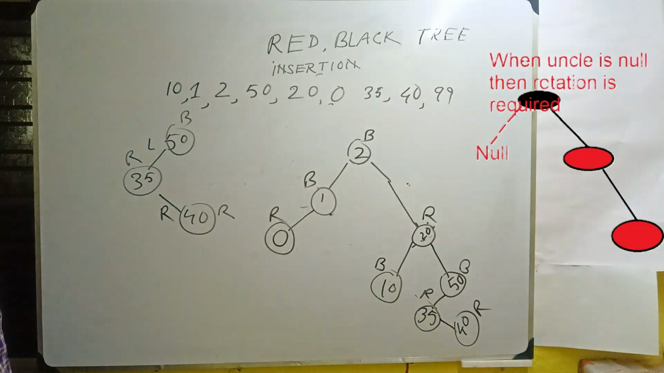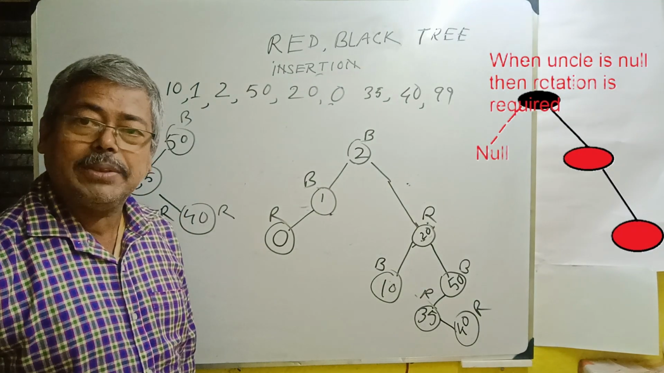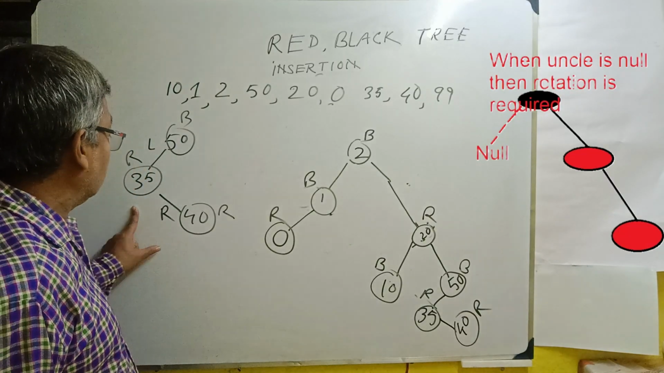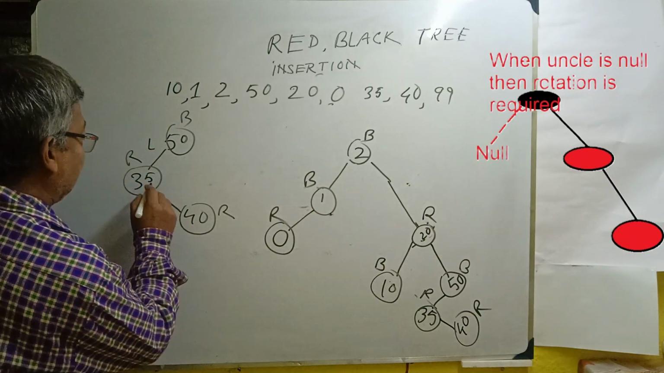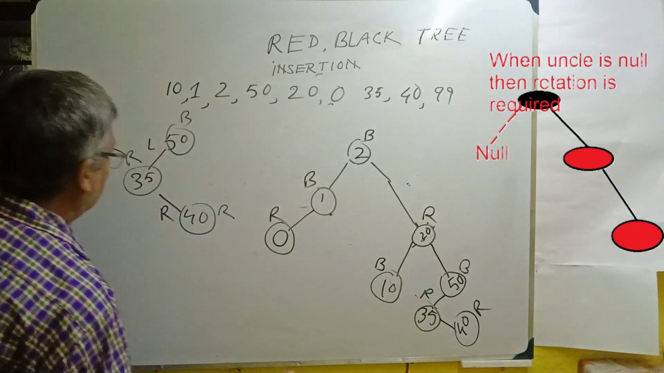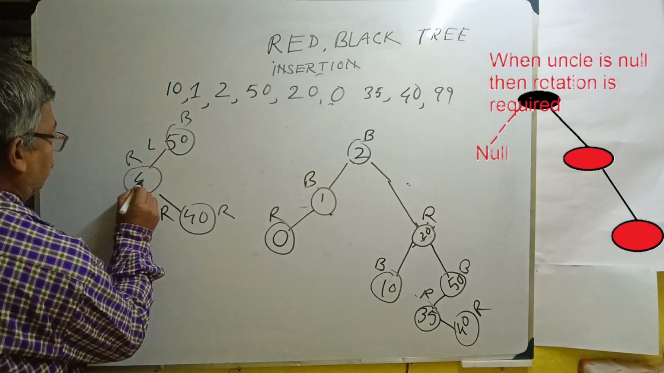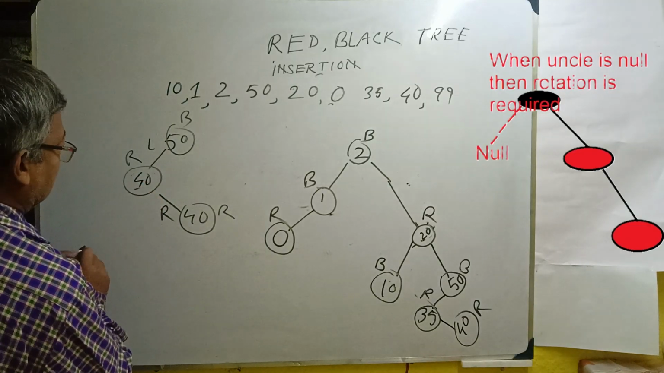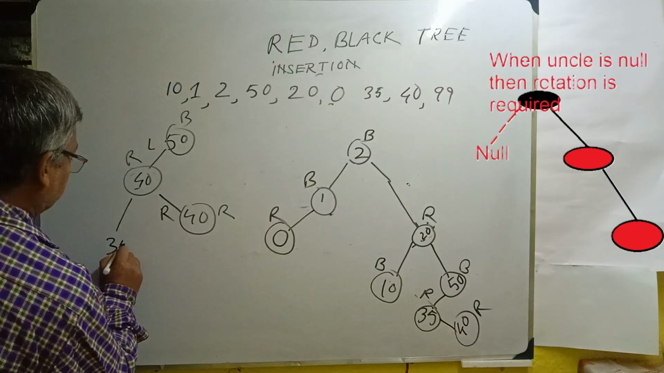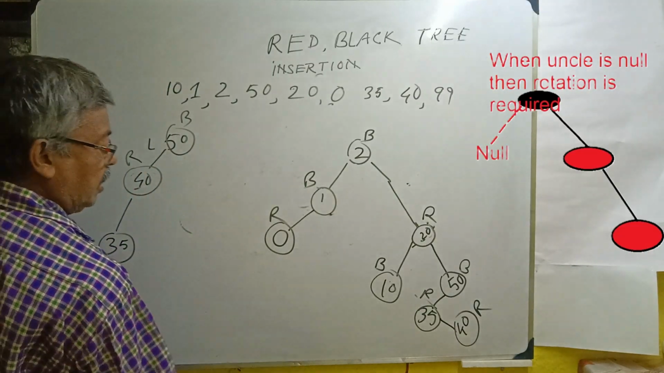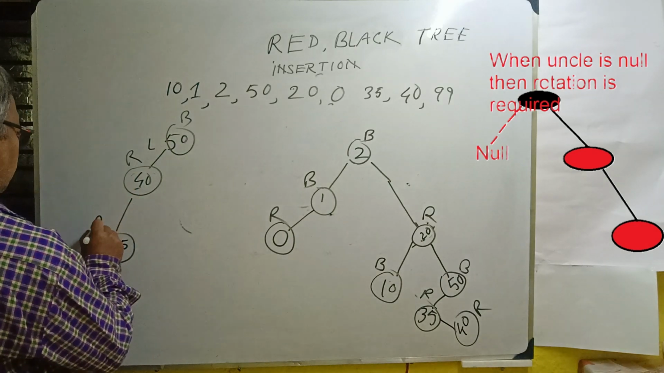LR rotation. If we want to perform the LR rotation, first we have to perform the rotation of the lower portion, that is 40 and 35. We will swap their values, 35 and 40. 40 will come here and 35 comes at that position. Okay, both colors are red. This is red, this is red.